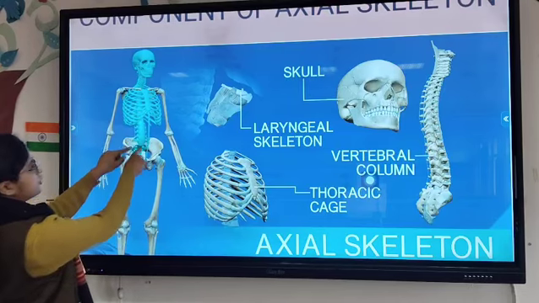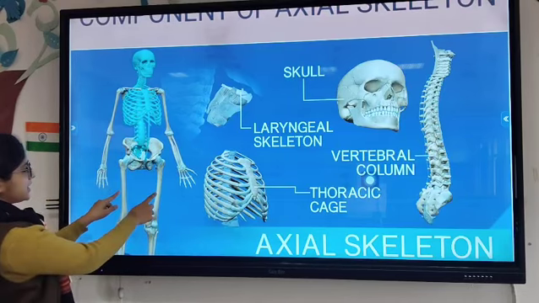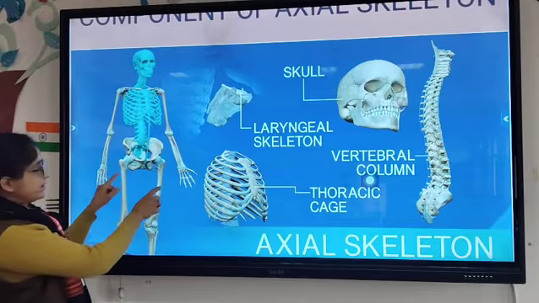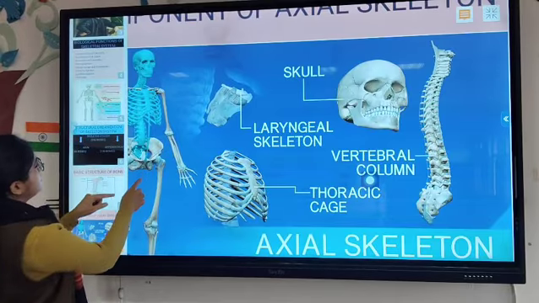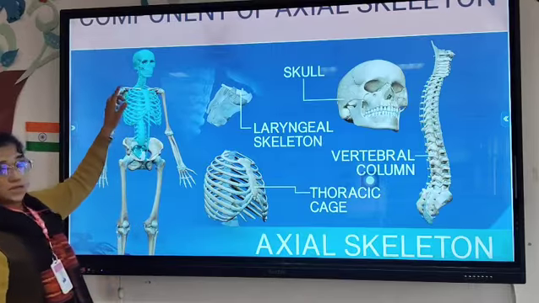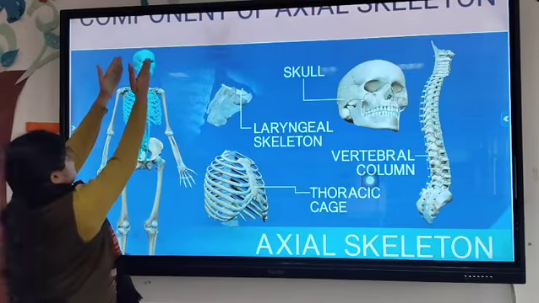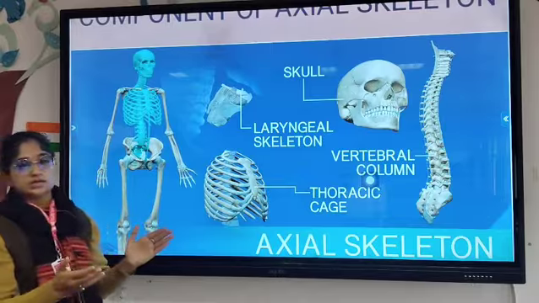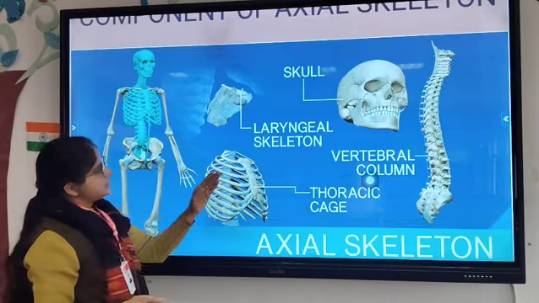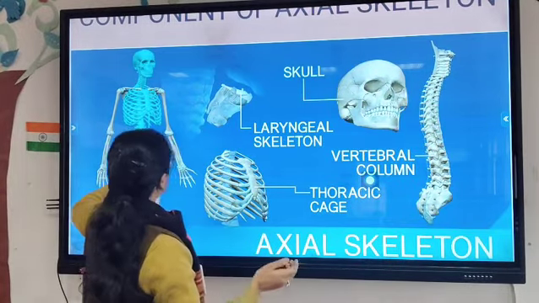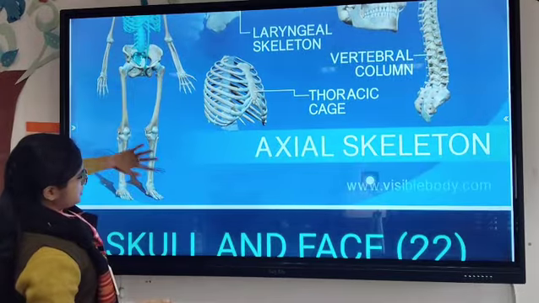This pelvic girdle is joined to the axial skeleton. This hind limb is joined to the axial skeleton. These two limbs and these two girdles come under the appendicular skeleton. But what lies along the axis of the body comes under the axial skeleton. In this axial skeleton, a total of 80 bones are there.